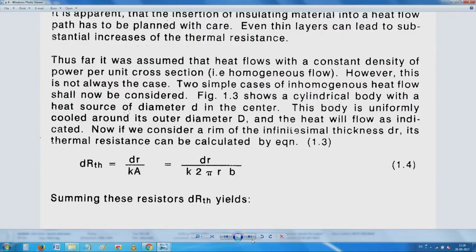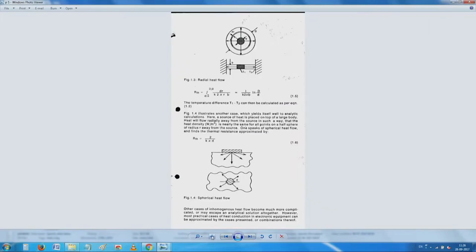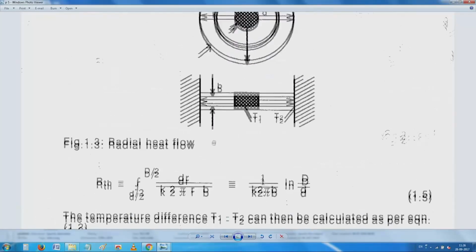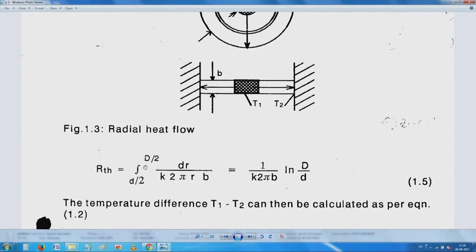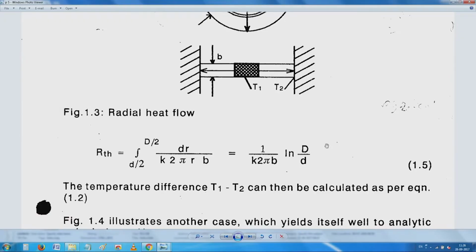Now, the next picture shows, in the case of a radial heat flow, you will notice that area is continuously increasing. If you know small d and this thickness b, d into b is the area. As it goes out, you can have a definite integral between the internal radius and external radius, and by integrating the whole thing we end up with a beautiful expression which can readily be used.